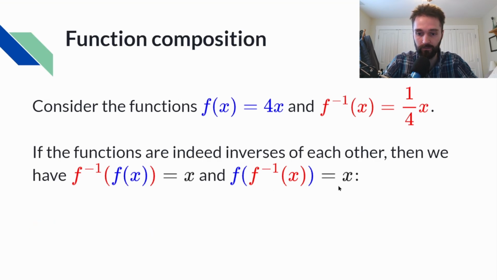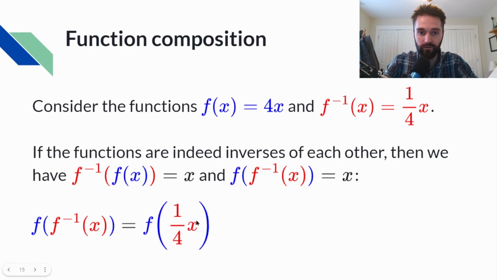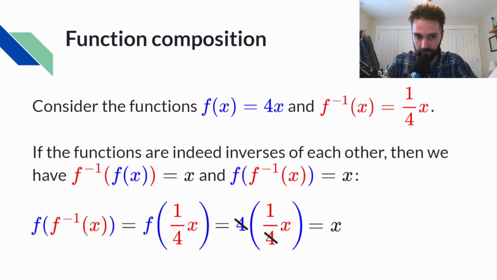Okay, let's try the next one. Let's try this equation here. F of f inverse of x is equal to f of 1/4 x. So we're plugging this red function into the blue function. We take 1/4 x and put it in the parentheses, and we say f of 1/4 x is equal to something. What does f say to do? It says to take what you're given and multiply it by 4. So we'll take 1/4 x and multiply it by 4. And we can see that the 4's cancel, and it leaves us with x. So this second equation is satisfied as well.